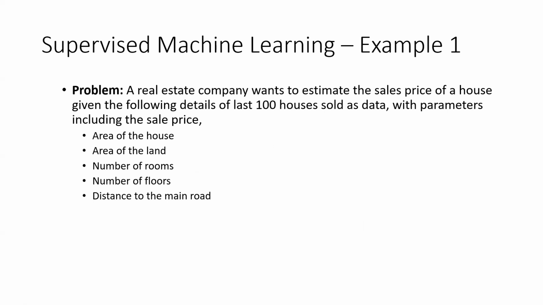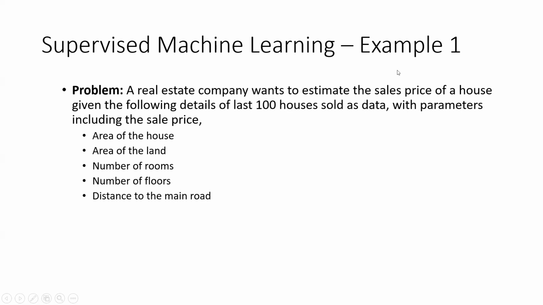So now let's move into this supervised machine learning problem. First read this lesson, right? A real estate company wants to estimate the sales price of a house given the following details of the last houses sold as data, with parameters including the sales price. So the real estate company wants to estimate the sales price. So this should be the Y value, right? The Y value is the sales price.